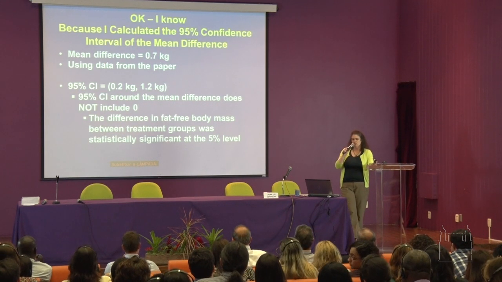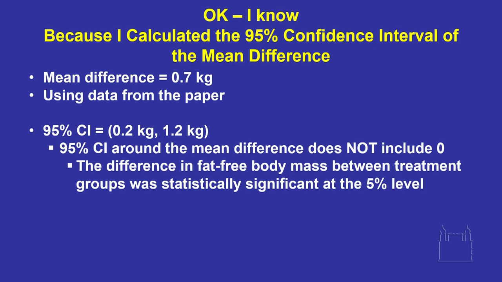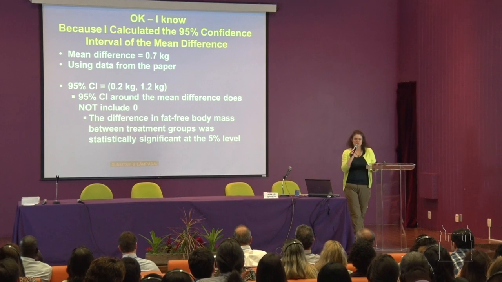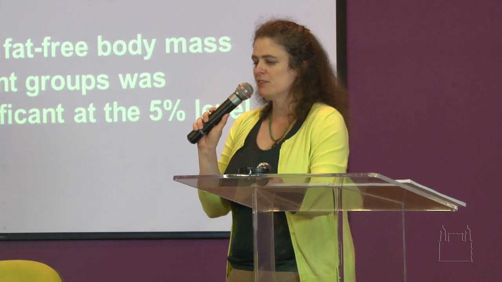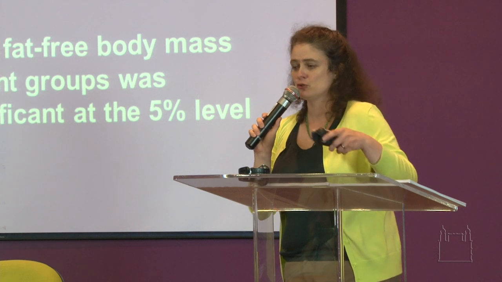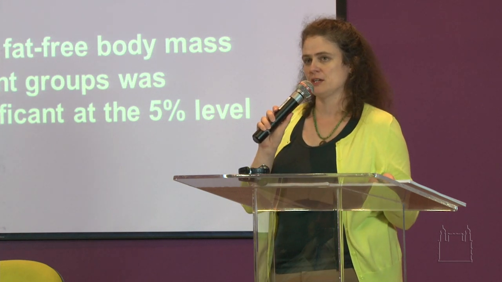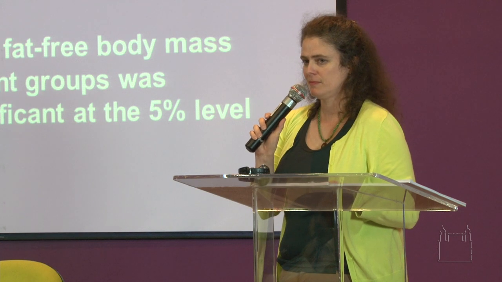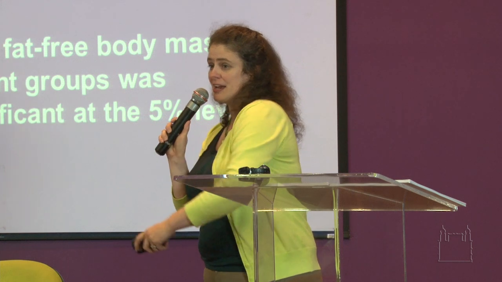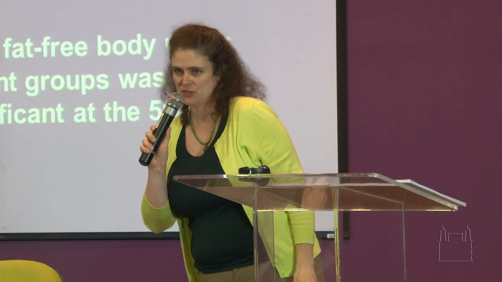The mean difference was 0.7. Using the data from the paper, I figured out the confidence interval, I didn't bootstrap this one, but using the simple method, the confidence interval would be 0.2 kilograms to 1.2 kilograms. That 95% confidence interval around a difference does not include zero, and therefore I can conclude that the difference in fat-free body mass between treatment groups was statistically significant at the 5% level. So, calculate the confidence interval on the difference, and now I can tell you that we have statistical significance.